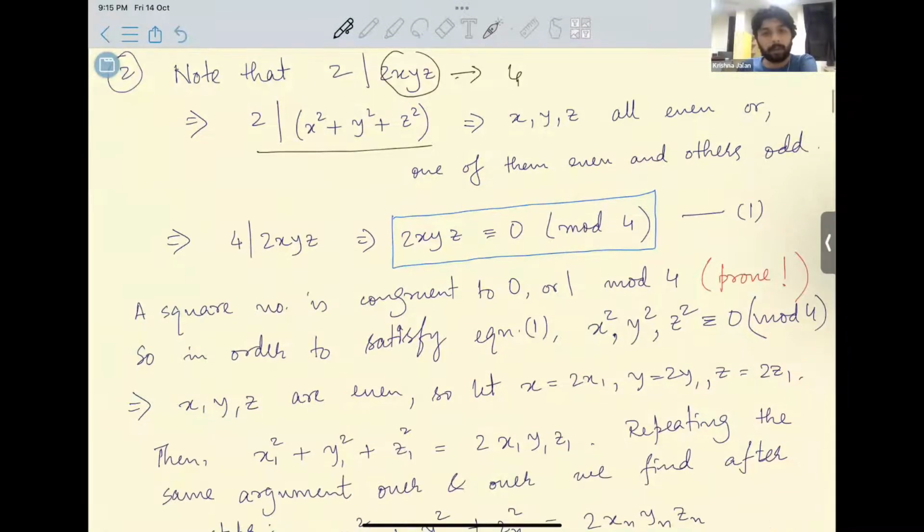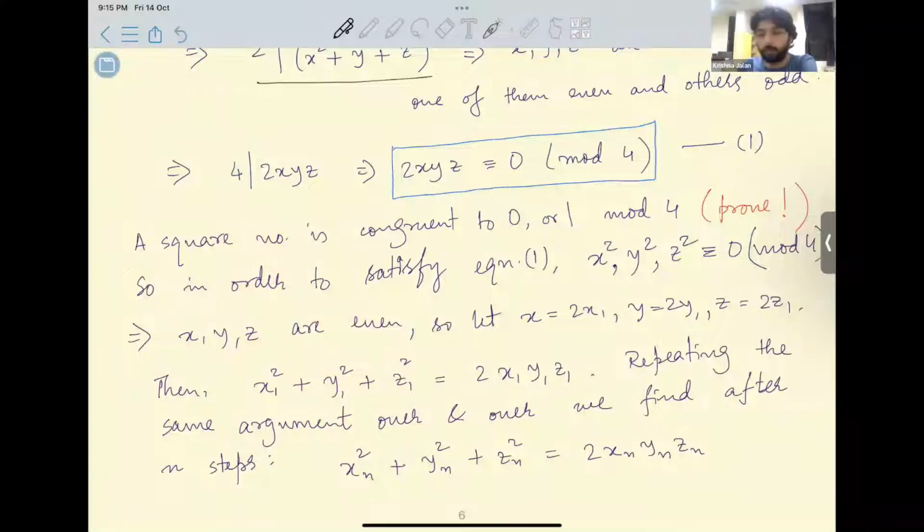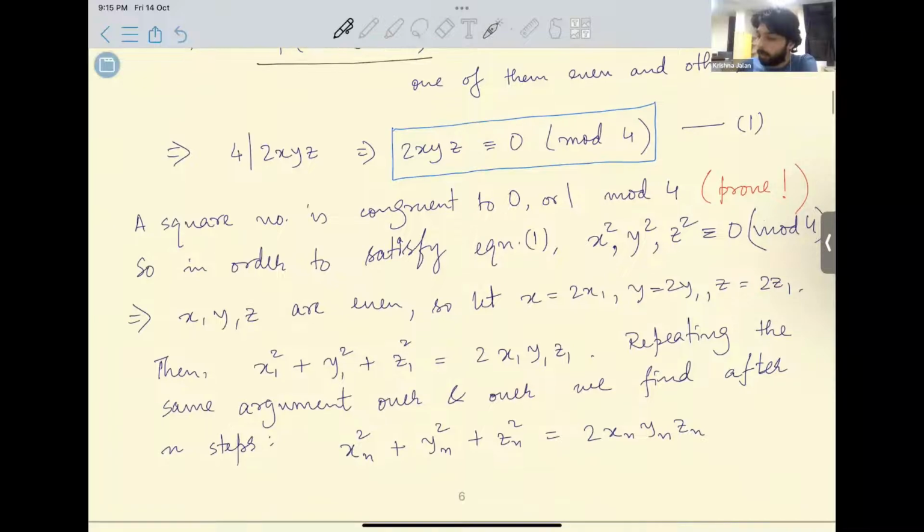So 4 divides 2xyz. So 2xyz is congruent to 0 mod 4. So x square plus y square plus z square should also be congruent to 0 mod 4. And we know that a square number is congruent to either 0 or 1 modulo 4. You should prove this result if you have not already done so.